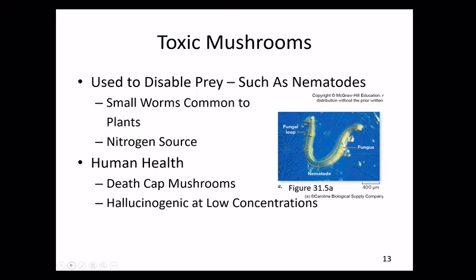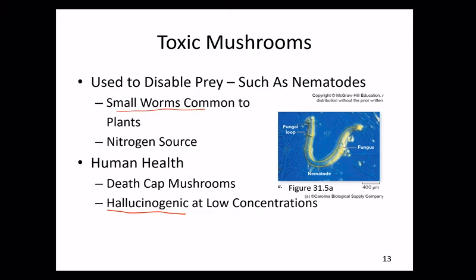Many of you are aware that there are toxic mushrooms, okay? Why would there be toxic? Well, toxic mushrooms are mushrooms that are making neurotoxic or hallucinogenic chemicals that, if we consume them, are hallucinogenic or toxic to us. Why is this? Quite often they're using it as a way to disable prey. Fungi that are living in or on plants will take the chance to protect themselves from nematodes or other organisms, but also use this to disable them so they can digest them, again, looking for a nitrogen source.